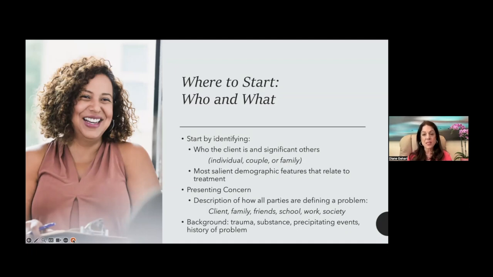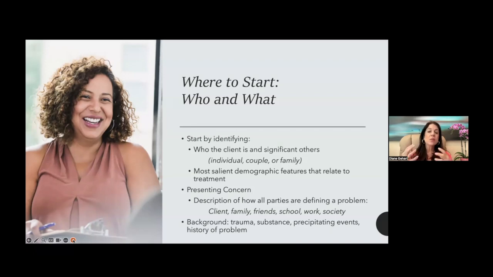Really important, even if you're working individually, even with something like OCD, where you think it's all in their head, and there's a lot of behavioral intervention to conceptualize what's going on. You need to know who the important people are in their lives, who is in their home, who they interact with on a regular basis. It's key information. And you want to look at some of the most salient demographic features. Then it's important to start by writing down what the presenting concern is.